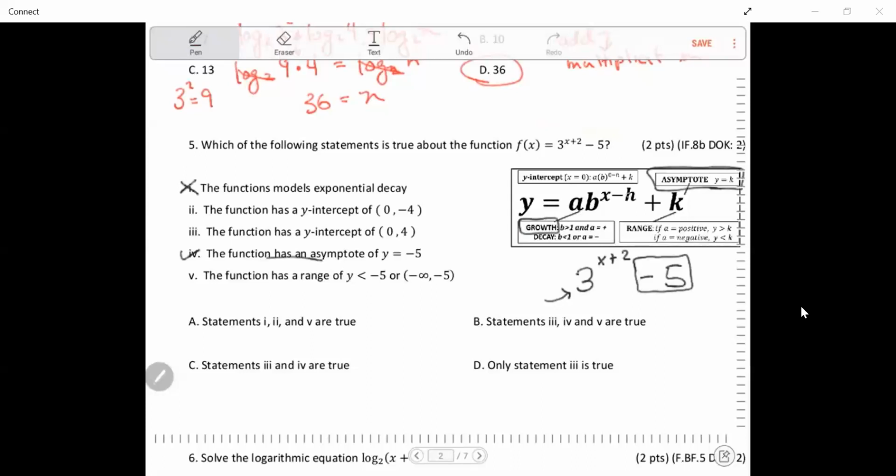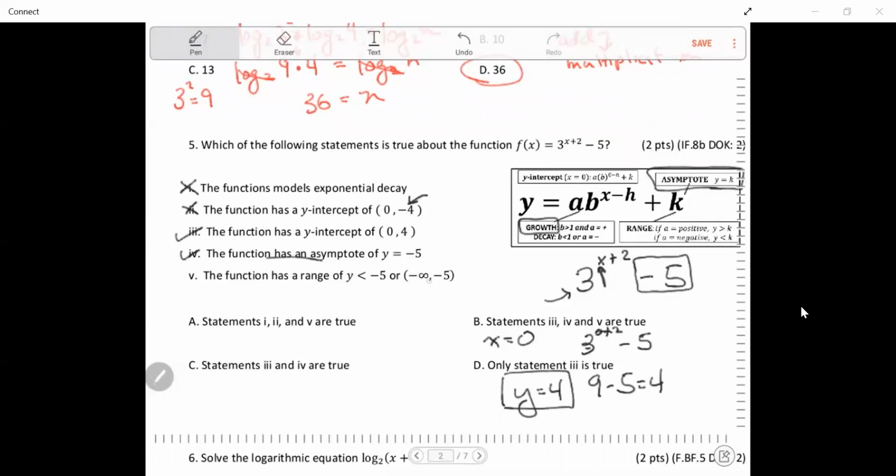Next thing is we need to figure out the y-intercept. Up here it says the y-intercept is what you get when you put a 0 where x is, where x equals 0. So x equals 0. I'm just going to change this x right here to a 0. And so we're going to get 3^(0+2) - 5. Well, that's 3 squared, which is 9. So 9 minus 5 is 4. So y equals 4 is our y-intercept. And so here is -4. So that one's not right. But here is +4. So that one's right.